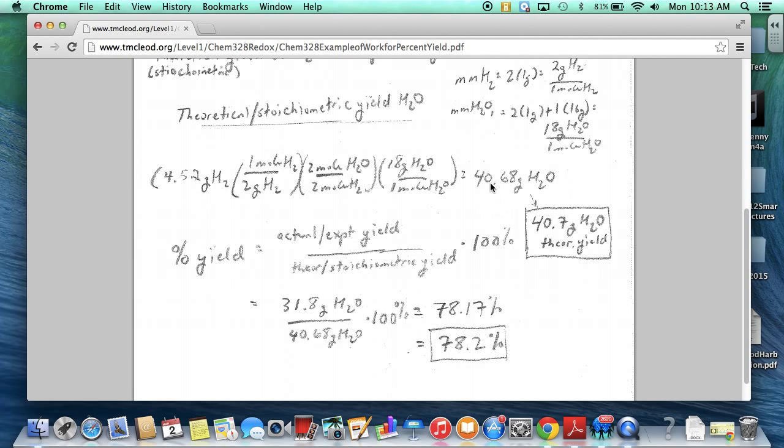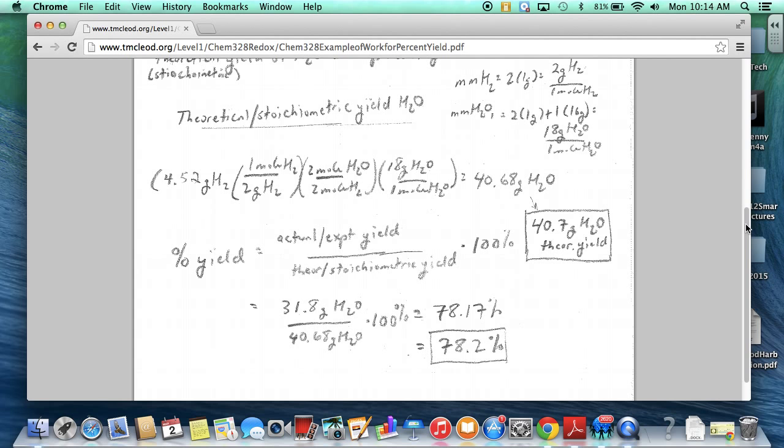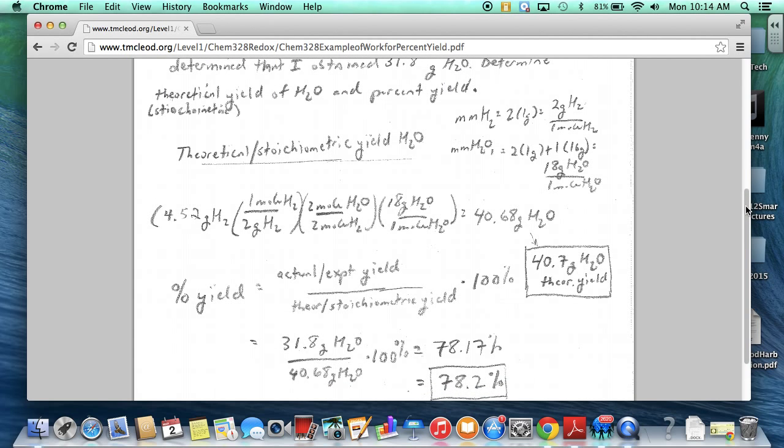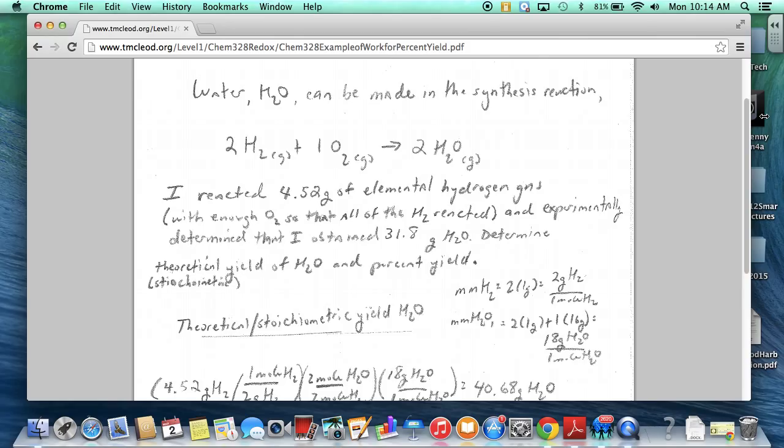So that's your theoretical or stoichiometric yield, which of course goes on the bottom. And of course that is just a fraction, so you have to multiply it by 100% to get your percent yield, which is 78.17% or 78.2%. It's a percentage, so sometimes I just tell you how many significant figures instead of you having to go through the calculations. But in this case, I didn't, so you use the regular rules for significant figures. So that's the more common one where you have to do stoichiometry inside the percent yield calculation. Okay, I hope this helps out, and have a good day.